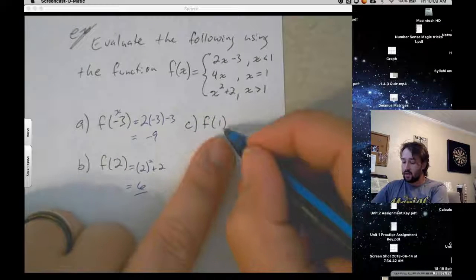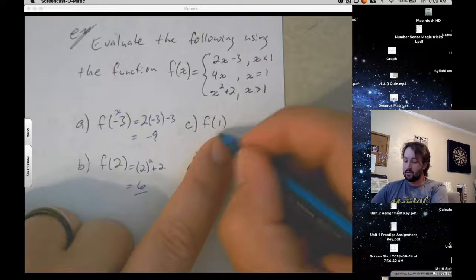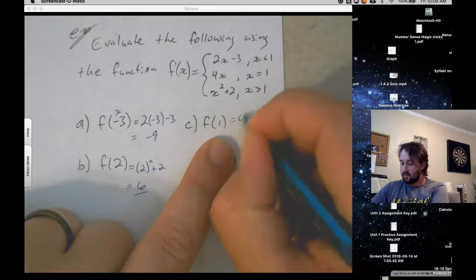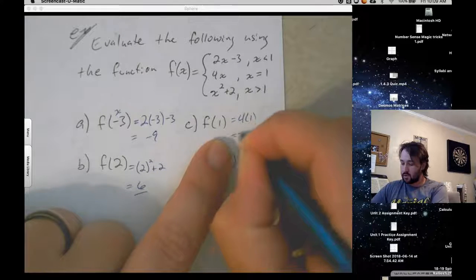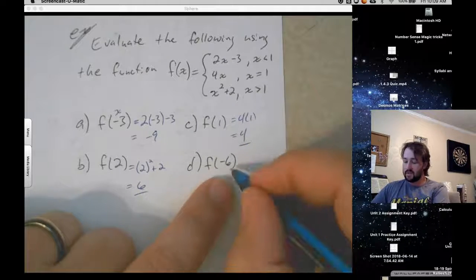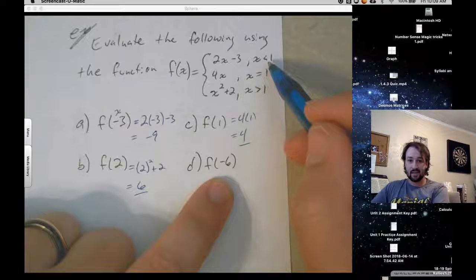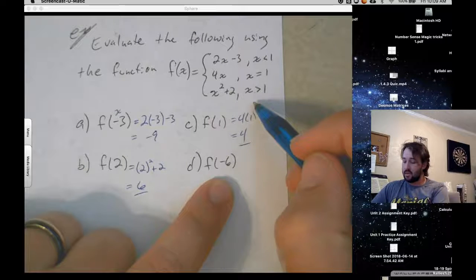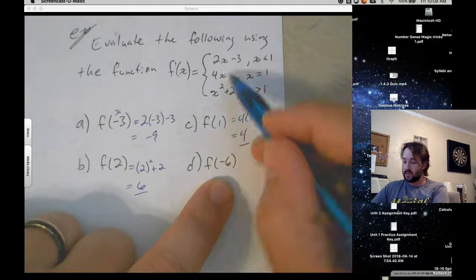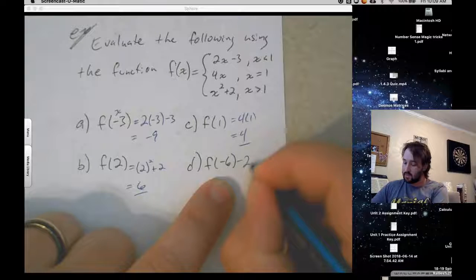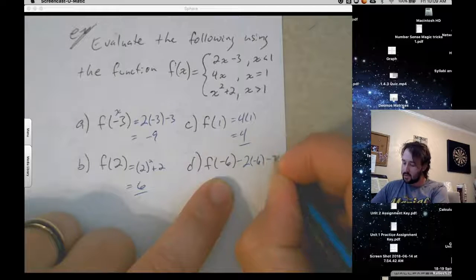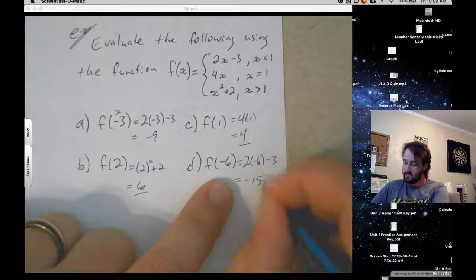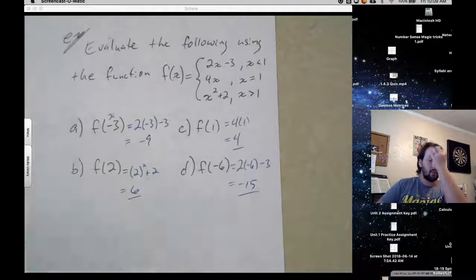All right, with this one, I have an x value of 1. Well, 1 is equal to 1, so I need to use this one. So I have 4 times 1, which would just be 4. For negative 6, it is less than 1, so it only works for this one. It's not equal to 1, it's not greater than 1, it's only less than 1. So I need to use this function, so 2 times negative 6 minus 3 equals negative 12 minus 3, so negative 15.